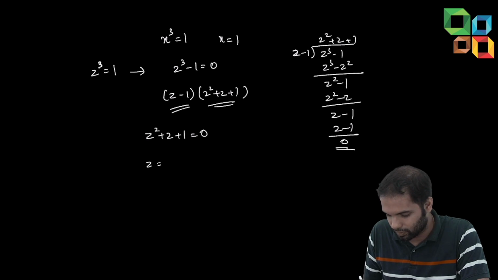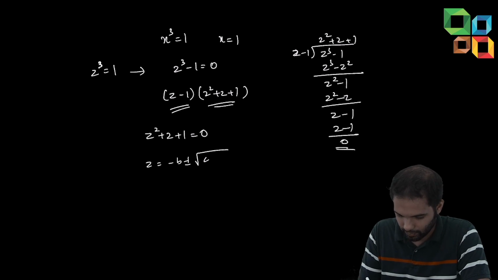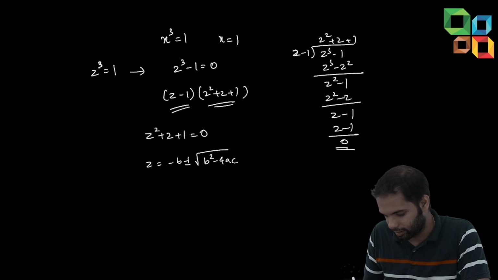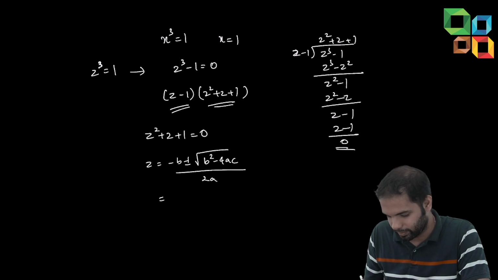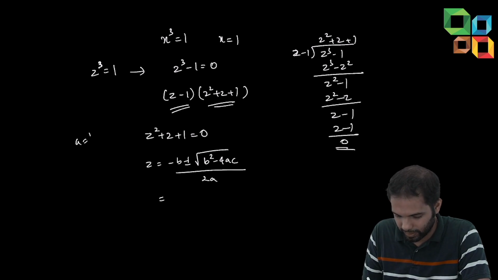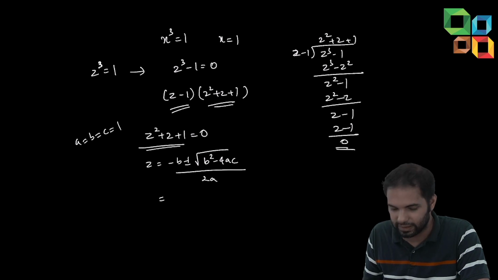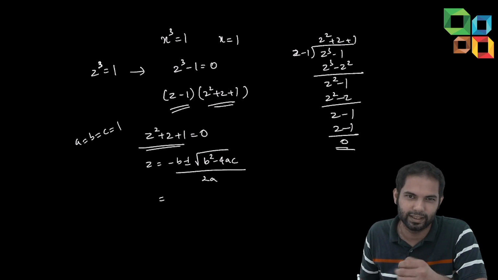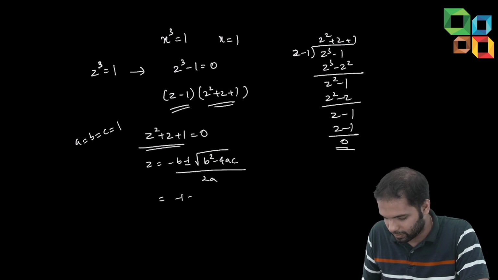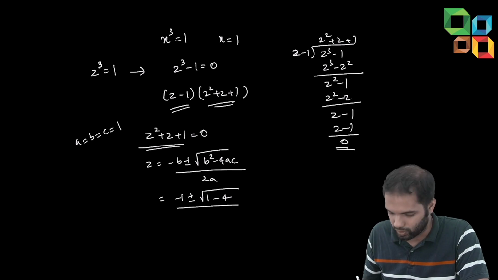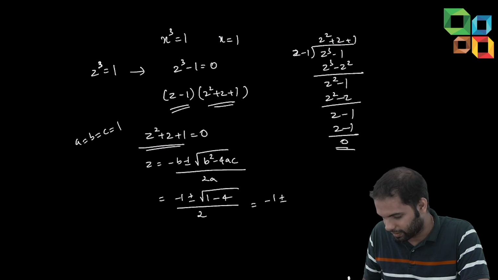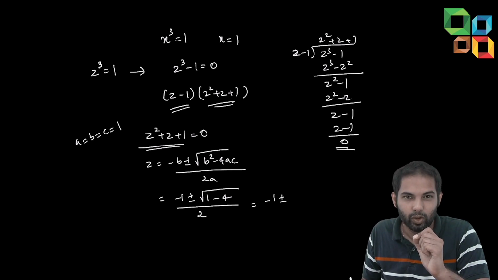So z is minus b plus or minus root of b square minus 4ac by 2a. Correct. Here the coefficients a, b and c are all equal to 1, because it's a simple equation, x square plus x plus 1. So minus 1 plus or minus root of 1 minus 4 into 1 into 1. So it will be 1 minus 4 divided by 2. So it is minus 1 plus or minus. Can you see the root is nothing but minus 3 now?